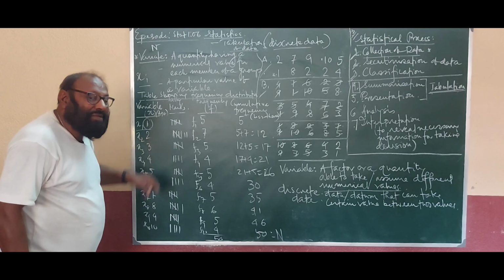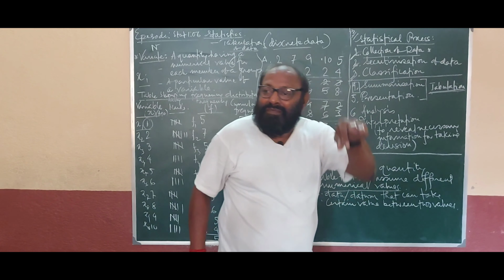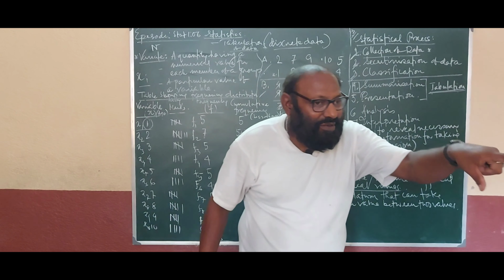Tally marks is a particular mark of a particular observation for a particular presence. Each time a variable occurs once, we call it a tally mark.